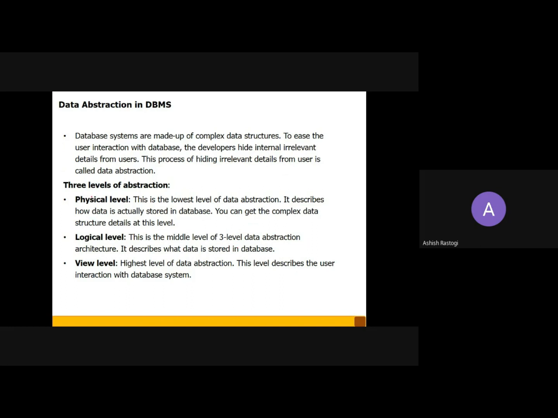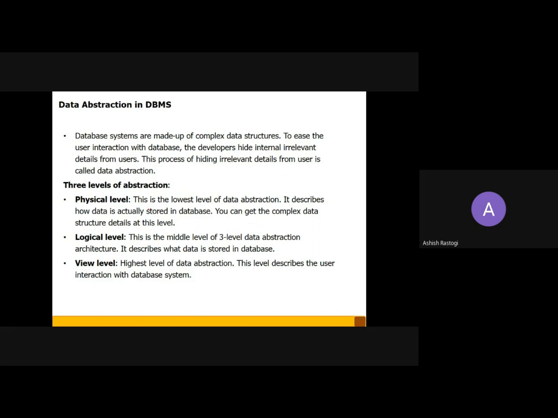The physical level is the lowest level of data abstraction, and it describes how data is actually stored in the database memory. It is like a file format that is not accessible to any user, so data abstraction is almost zero at that level. You cannot access the data at this level because this is the backend part. It's not for any user to access the data. Got my point? So that is the physical level.